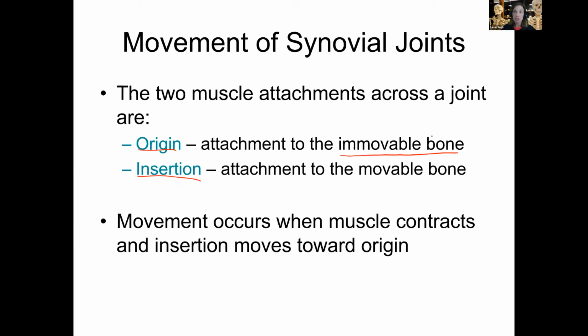The insertion is where the muscle connects to the movable bone. Okay, so let's go back to our bicep example. The bicep runs from the coracoid process, which remember that's up in the shoulder, all the way down to the radius and the ulna. And when your bicep contracts, you get this kind of movement, right? You get flexion at the elbow.